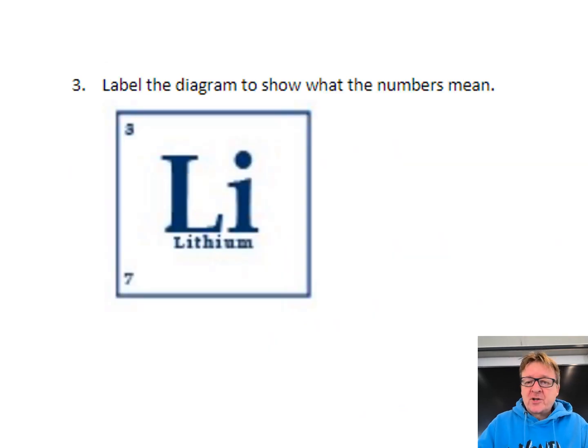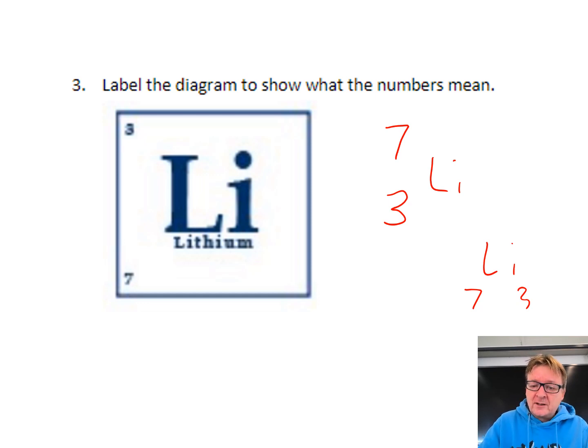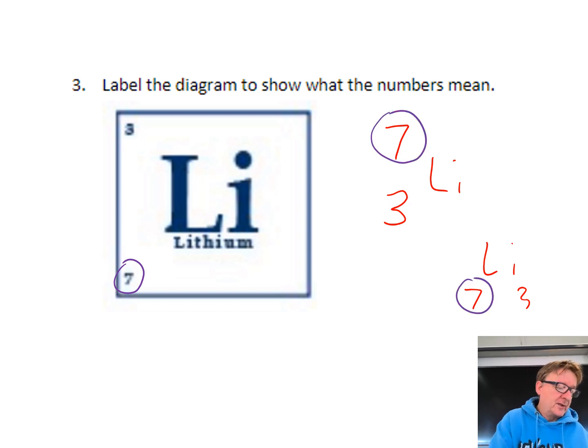Right, so label the diagram, show what the numbers mean. Now this is a little bit weird, in the fact that this diagram here is upside down compared to what is often done. You just have to be aware that it could be mingled around, or you could even get lithium 7,3 or the other numbers the other way around. So what I'm going to do here is circle that number, and circle that number. The biggest number is the mass number.